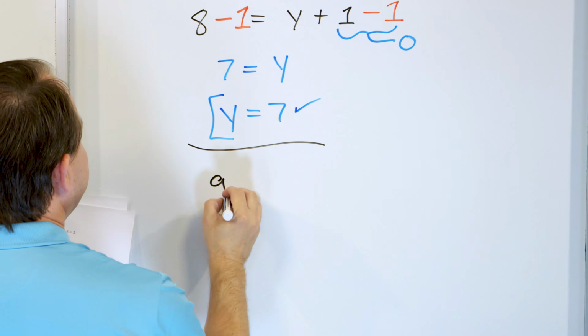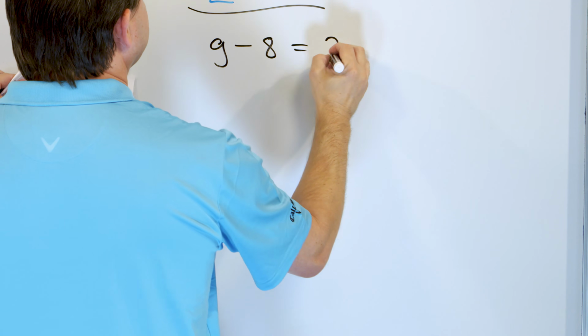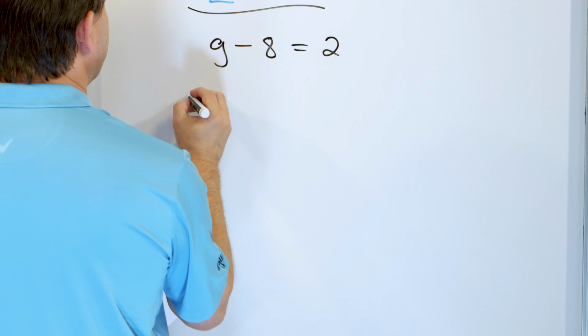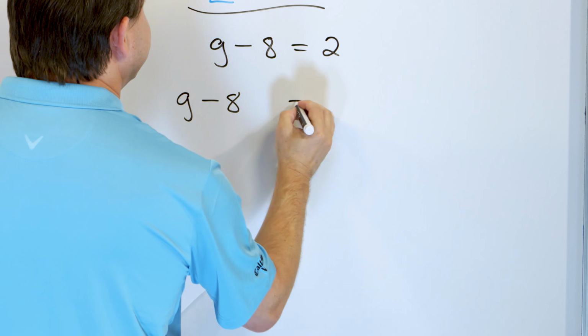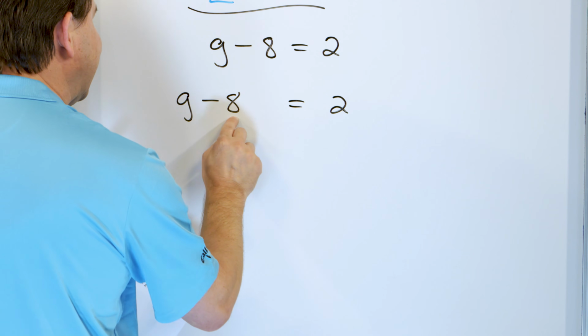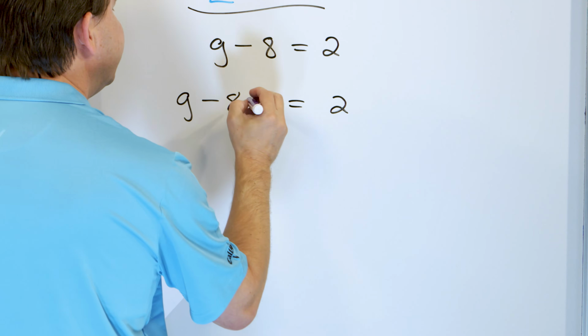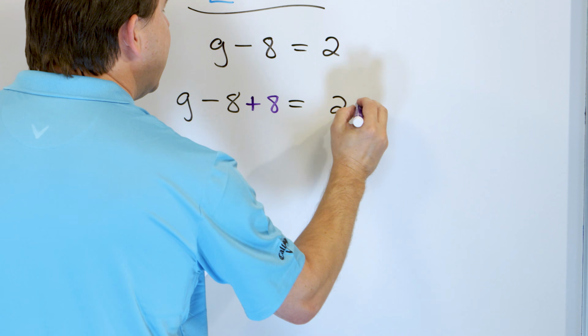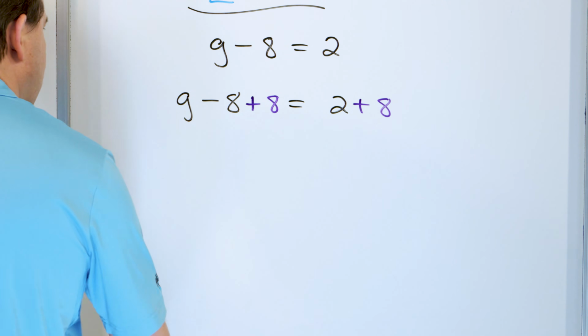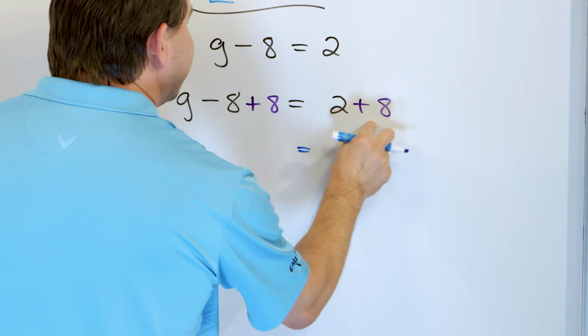Let's take a look at g minus 8 is equal to 2. All right, so we rewrite the problem, give ourselves a little more space. g minus 8 is equal to 2. Now on the left-hand side, we are subtracting 8. We want to get g by itself, so we're going to do the opposite. We're going to add 8. And so to keep it balanced, we'll have to add 8 to both sides. All right, now on the right-hand side, 2 plus 8 is just 10.